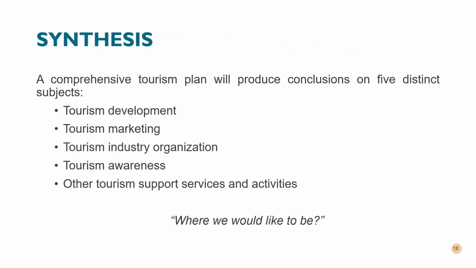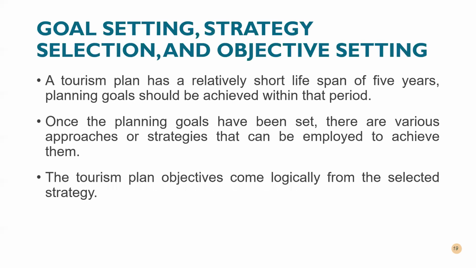Next is the synthesis phase. In this phase, a comprehensive tourism plan will produce conclusions on 5 distinct subjects: tourism development, tourism marketing, tourism industry organization, tourism awareness, and other tourism support services and activities. In this phase, it is very important to assess the current situation of your destination and where we would like to be. And after that, you need to set your goals, select your strategy, and set your objectives.